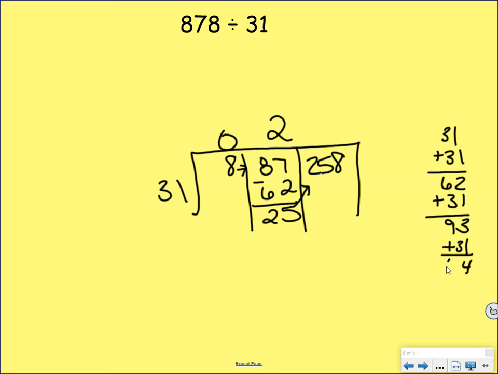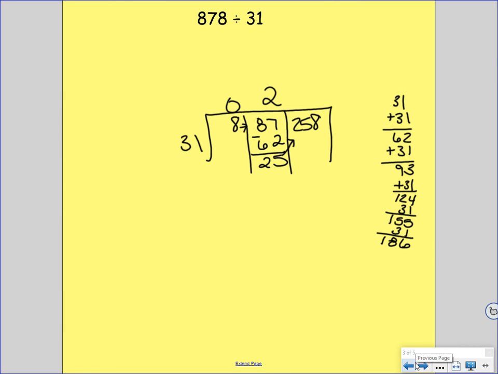All right, so I need to continue adding 31s to help me figure out how close I can get to 258. Now, sometimes this can take a while, and it's up to you and what you know about addition or multiplication to help you get there faster or slower, like I am right now. Okay, 186. I'm still not there.